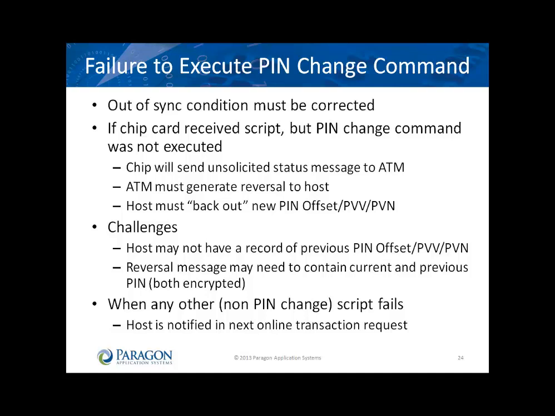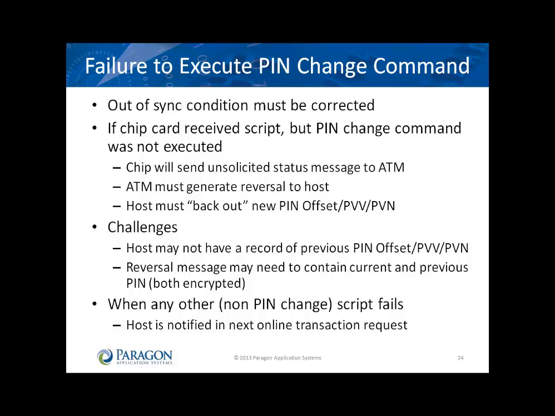If the chip card received the issuer script but the PIN change command was not executed, the chip will send an unsolicited status message to the ATM. The ATM must interrogate the information from the chip to determine the cause of the problem. If the PIN change script was not executed successfully, the ATM must generate a reversal to the host so the host can back out the new PIN offset. One challenge may be that the host may not store the previous PIN offset, only the current one. In this case, the reversal message must carry the previous PIN encrypted as well as the new PIN encrypted, so the host can revert back to the PIN offset for the previous PIN.